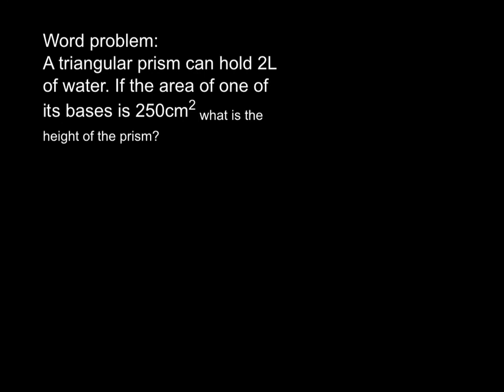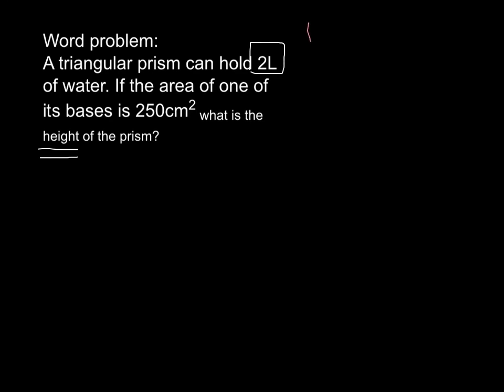So here's your next shape, and in this case, they gave you a triangular prism that can hold 2 liters of water. The area of one of the bases is 250 centimeters squared. What is the height? Again, you're solving for the same thing. You're solving for the length, the height of the prism. What they haven't given you, in this case, is the volume; they've given you how much liquid it can hold in liters. So remember that conversion that I gave you.